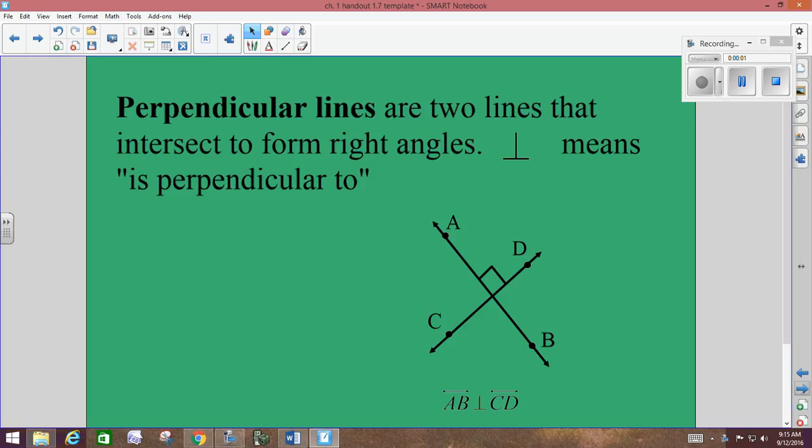1.7 to start. Perpendicular lines. Two lines that intersect to form right angles. Perpendicular lines. Two lines that intersect to form right angles.